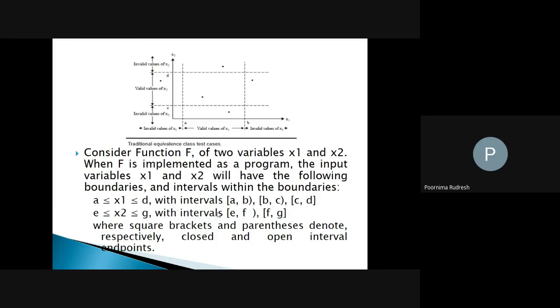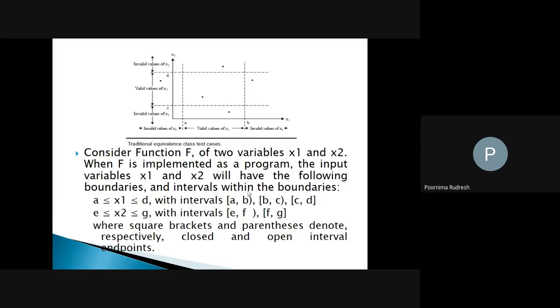So now let us consider an example of a function with two variables x1 and x2, where x1 and x2 will have boundaries, because for each variable we are defining the boundaries. Here you can see the example.